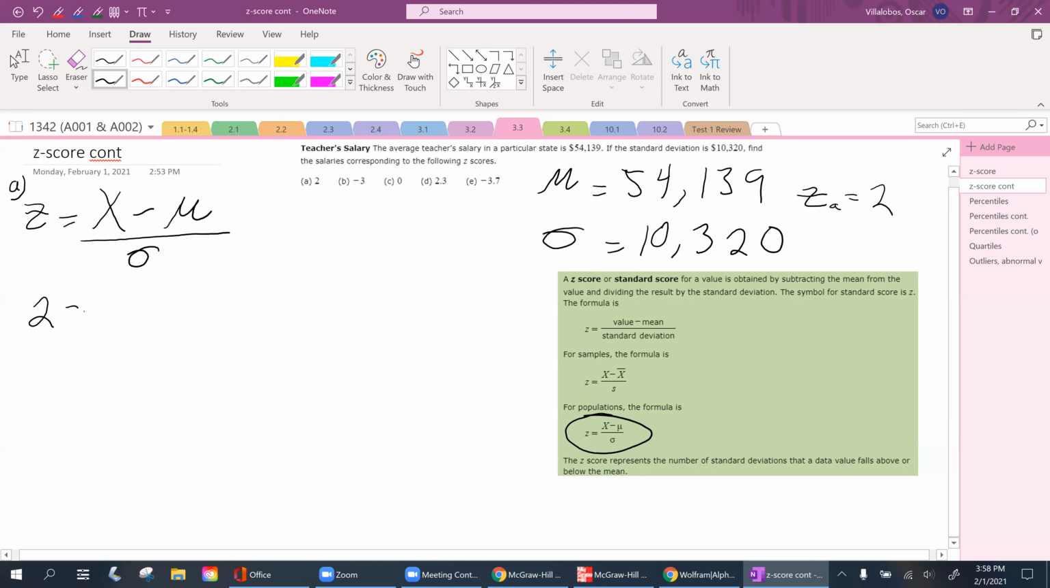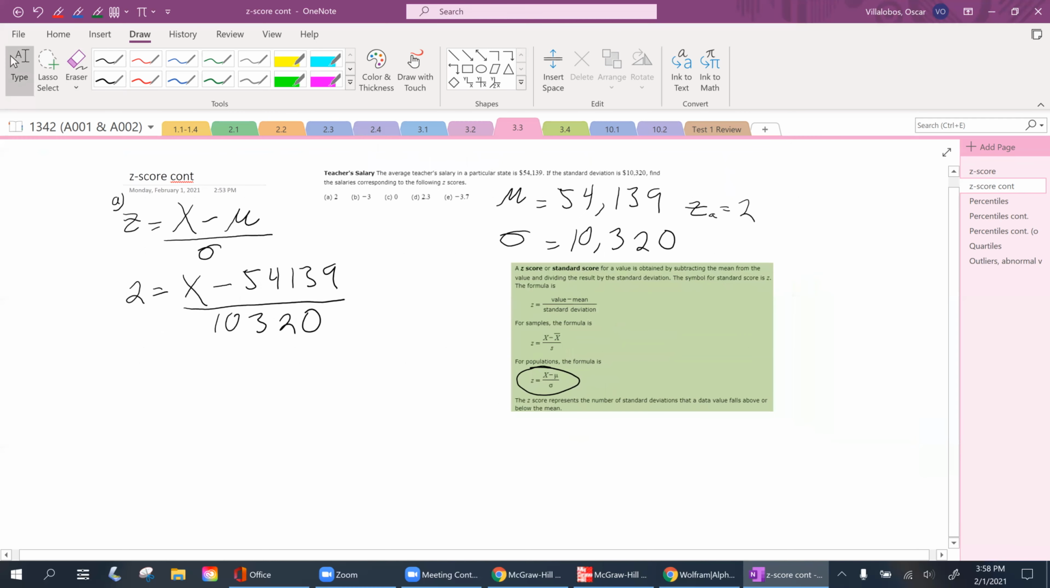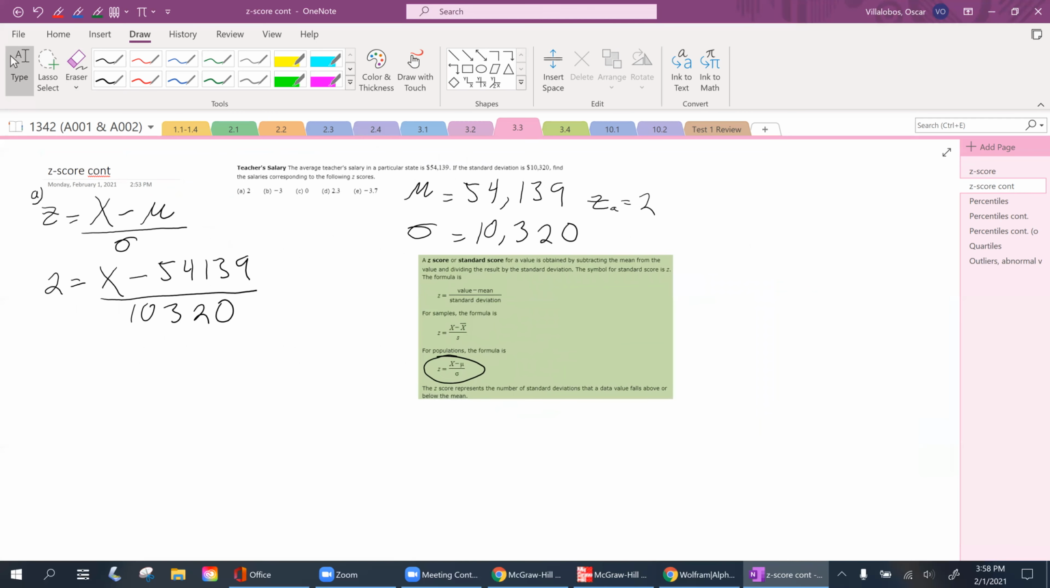This is going to be 2 is equal to X, that's the value I'm going to try to solve for, minus my mu, which is 54,139, divided by my standard deviation, which is 10,320. My goal here is to solve for X. So I need to multiply both sides by that denominator, 10,320. I can get rid of it from here because I don't want any fractions.